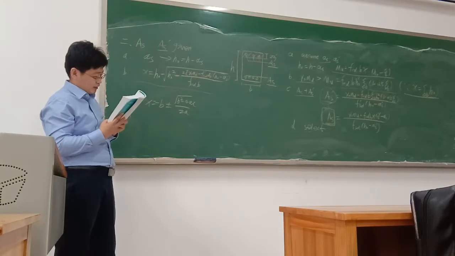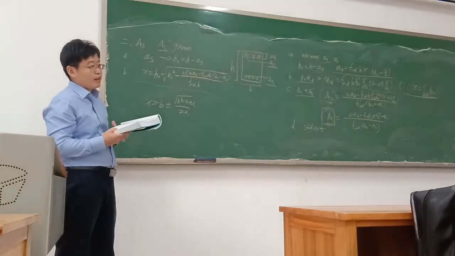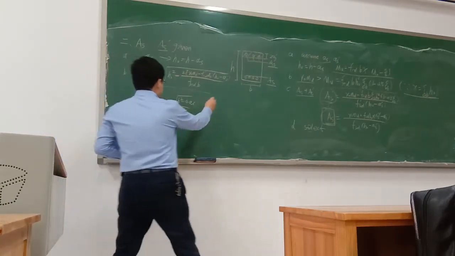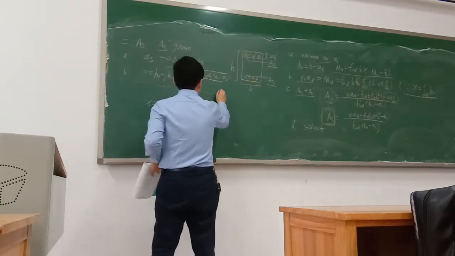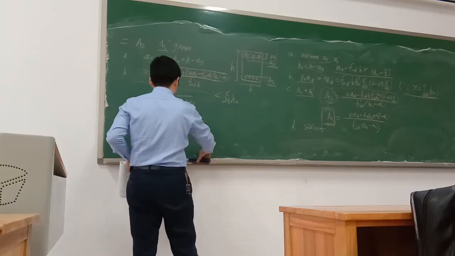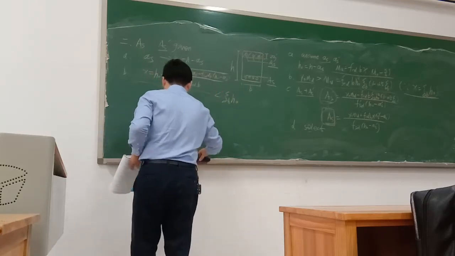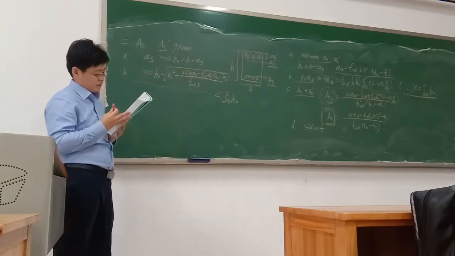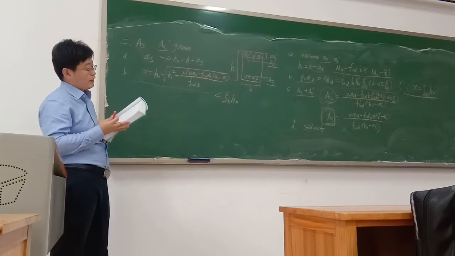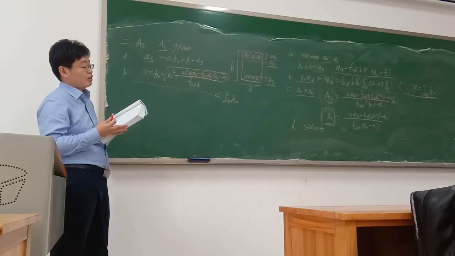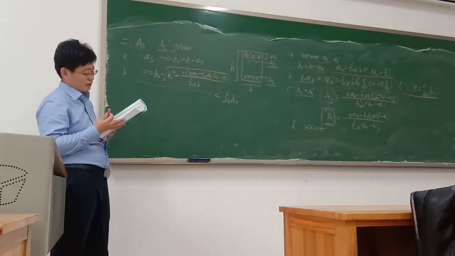Once you get x, then we check if x is smaller than ξ_b h0. If this is not satisfied, that means your design is over-developed. It's not good. You need to modify the design.